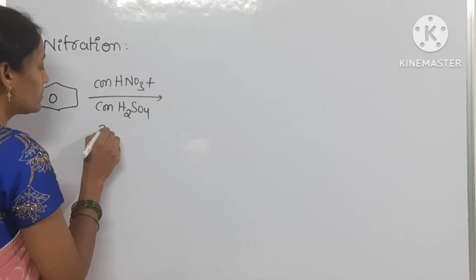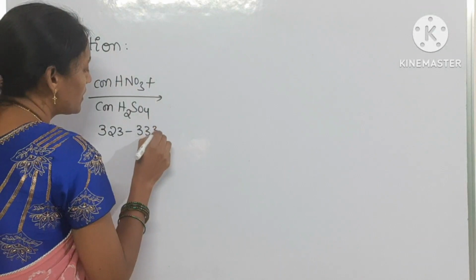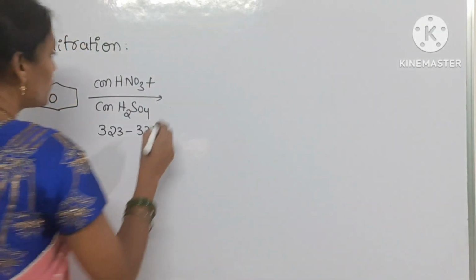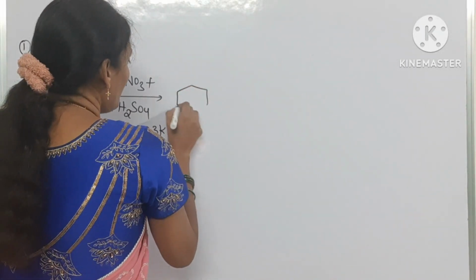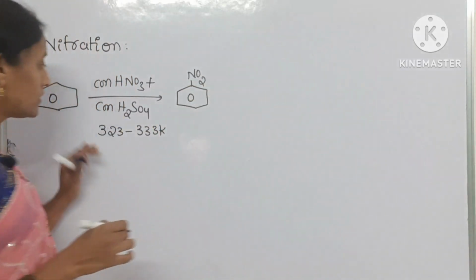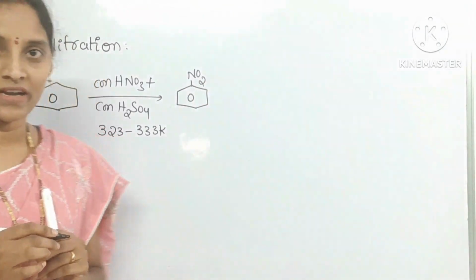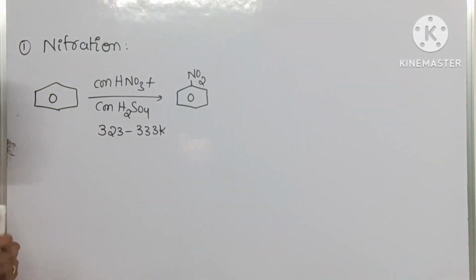Here we are going to use a temperature of 323 Kelvin to 333 Kelvin. Then you will get nitrobenzene. This is the nitrobenzene. First of all, while observing the mechanism, you will get nitronium ion. That nitronium ion is going to attack this benzene ring.